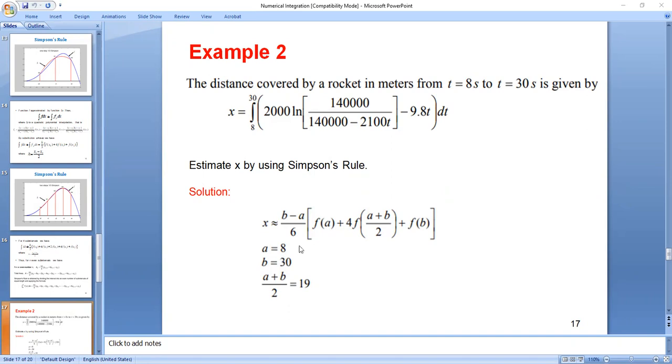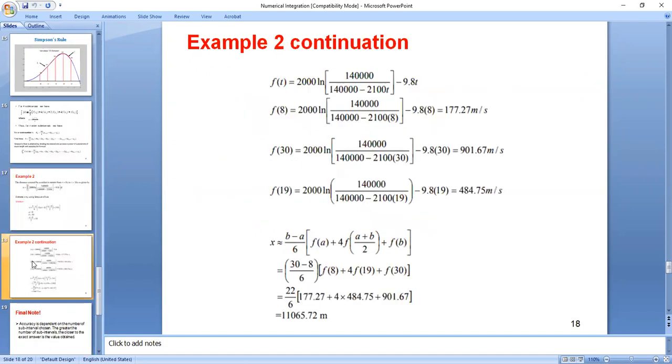The first one is 8, you substitute it for the t here. So 2,000 ln of this over this minus 2,100 times 8. Now, after that, for this first term, you subtract the product of 9.8 times 8. That's for the a. For the b, instead of 8, you use 30 for the t. So use 30 here. For the middle term, which is to be multiplied by 4, you use 19 for the t. So that's 19 here and 19 in here. That's what is being done in the next slide.